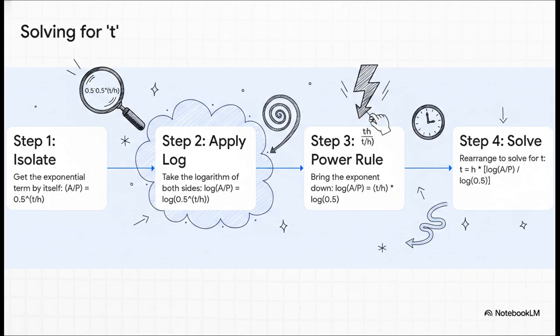Now for step 4, the magic trick. We use that power rule we just learned. And look, that entire exponent, t over h, drops right down out of its prison and moves to the front. Our variable t is finally free. The rest is just cleaning up. In step 5, we do a little rearranging, multiply by h, divide by log of 0.5 to get t all by itself. And there you have it, a perfect formula to find the exact time.